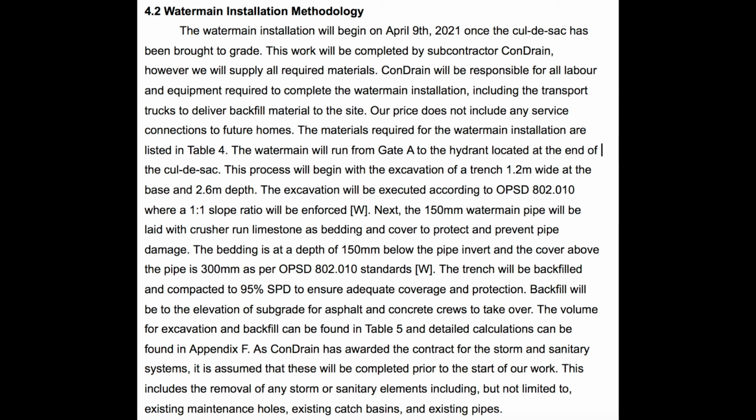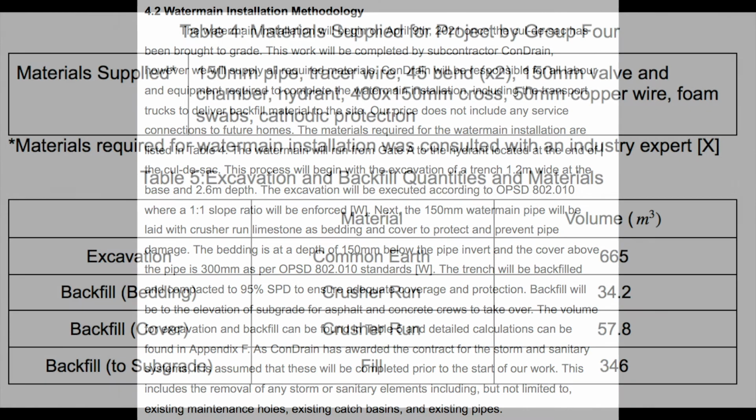This process will begin with the excavation of a trench 1.2 meters wide at the base and 2.6 meters in depth. Next, the 150mm water main pipe will be laid with crusher run limestone as bedding and covered to protect it and prevent pipe damage. The trench will be backfilled and compacted to ensure adequate coverage and protection. Backfill will be to the elevation of subgrade for asphalt and concrete crews to take over.